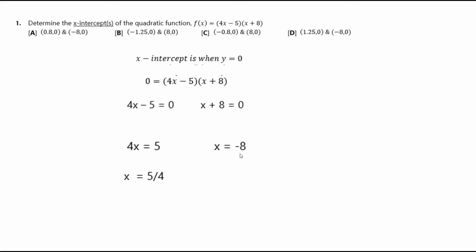This one's already solved at x equals negative 8. So those are your two solutions. So x is equal to negative 8, and 5 over 4, which is 1.25. So the answer for this question is D.